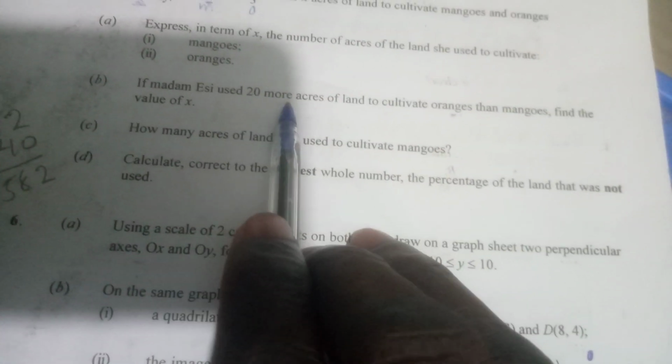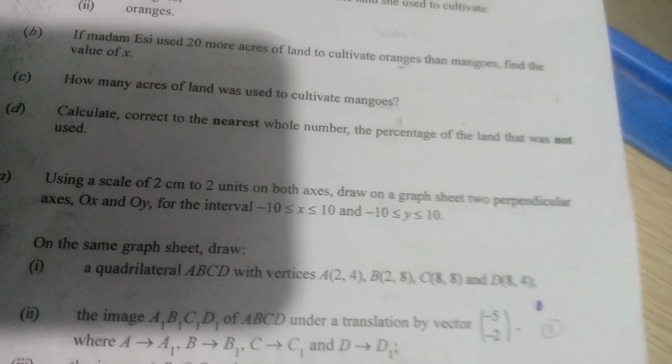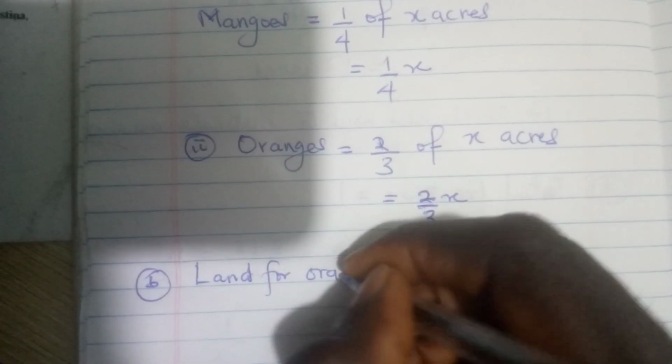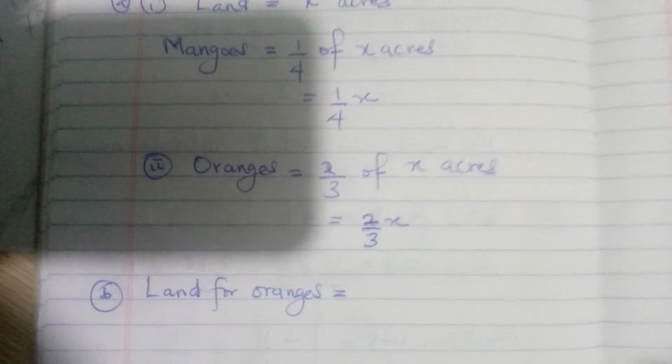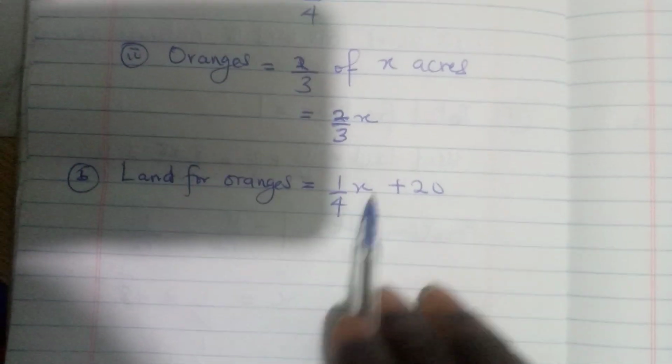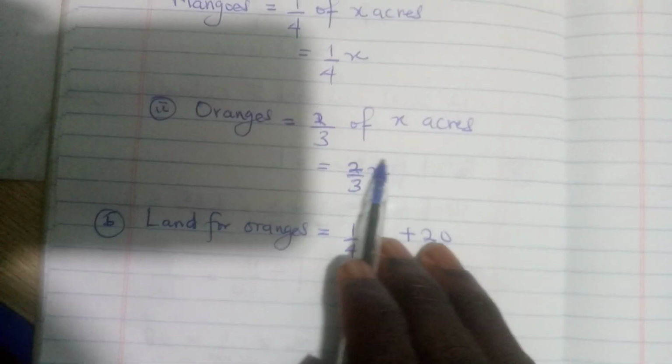Now, the B is saying that if Madam AC used 20 more acres of the land to cultivate oranges than mangoes, find the value of X. So with the B, the question is saying that she used 20 more than mangoes for oranges. So we are going to say the land for oranges is 20 more than the land used for mangoes. So mangoes, 1/4 X, plus 20. She used 20 more than mangoes for the oranges. And we know that the orange is this.